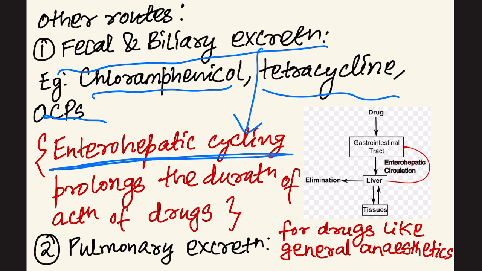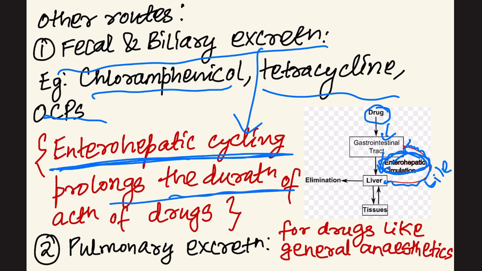That is, when the drug is given orally, it reaches the gastrointestinal tract. From there, it is being absorbed into the liver, by the portal circulation. And from the liver, it comes back into the gastrointestinal tract via the bile duct. So this entire process is called enterohepatic circulation, and because of it, the drug is being circulated for a longer duration, so the drug is not actually eliminated completely. This is the reason why enterohepatic circulation prolongs the duration of action of the drugs.